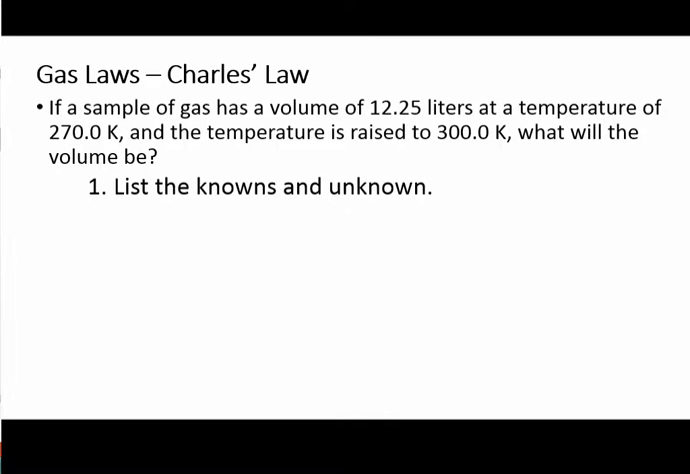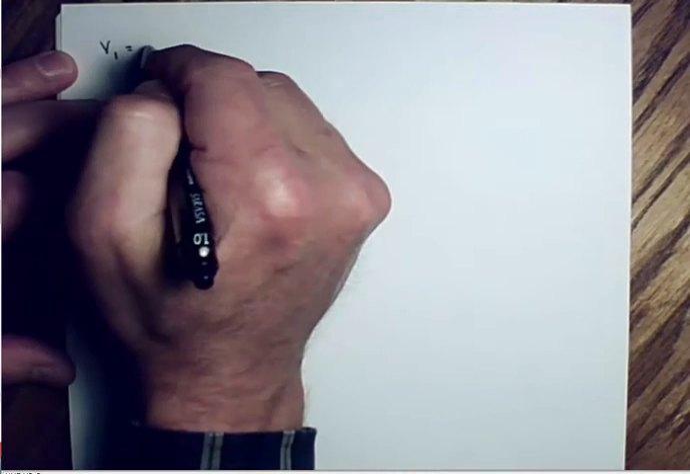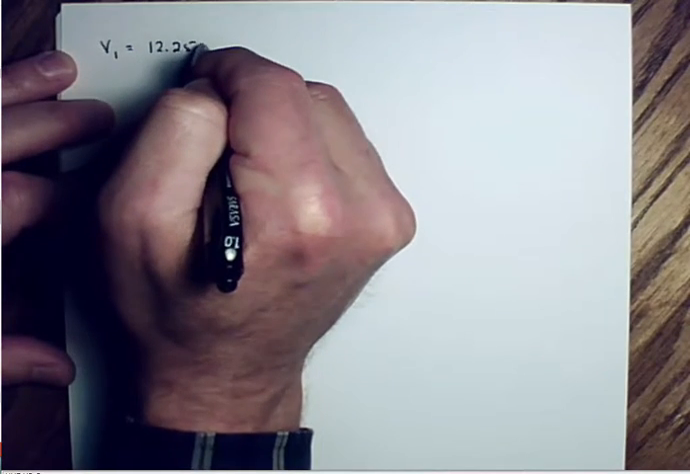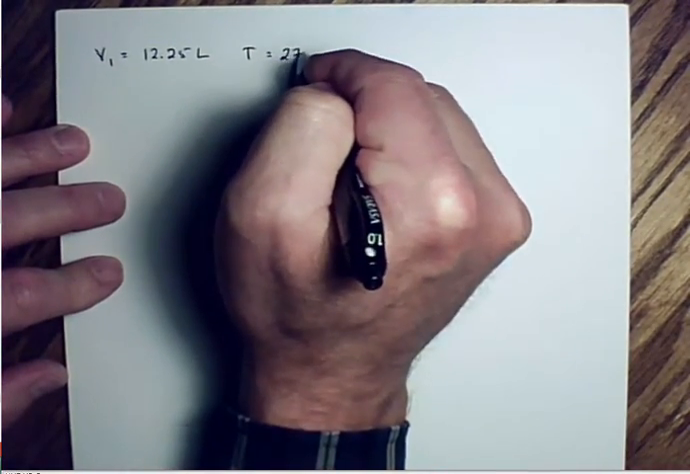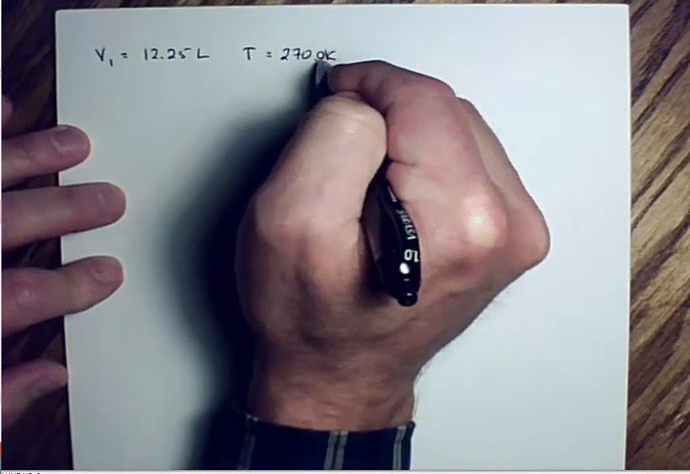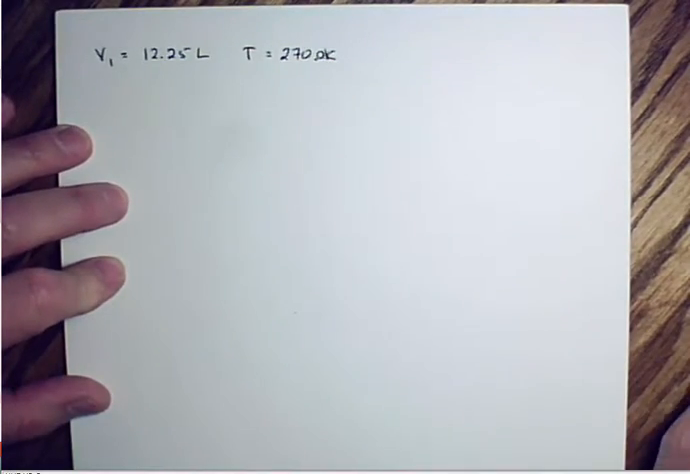All right. So the first thing we're going to do here is list our knowns and unknowns. That's the first thing we want to do to solve this particular problem. Okay, we have a volume of 12.25 liters. We have a temperature of 270.0 K.